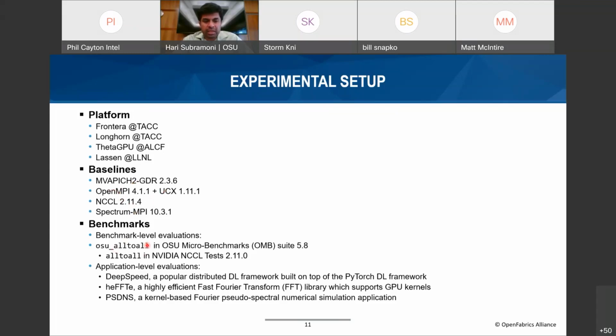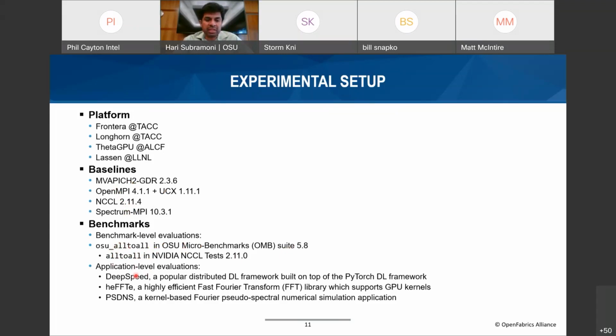For the benchmark level evaluations, we used the OSU all-to-all benchmark inside OMB. We recently introduced an NCCL version of all-to-all as well, so we use that to evaluate the performance of NCCL so that semantically they are similar.